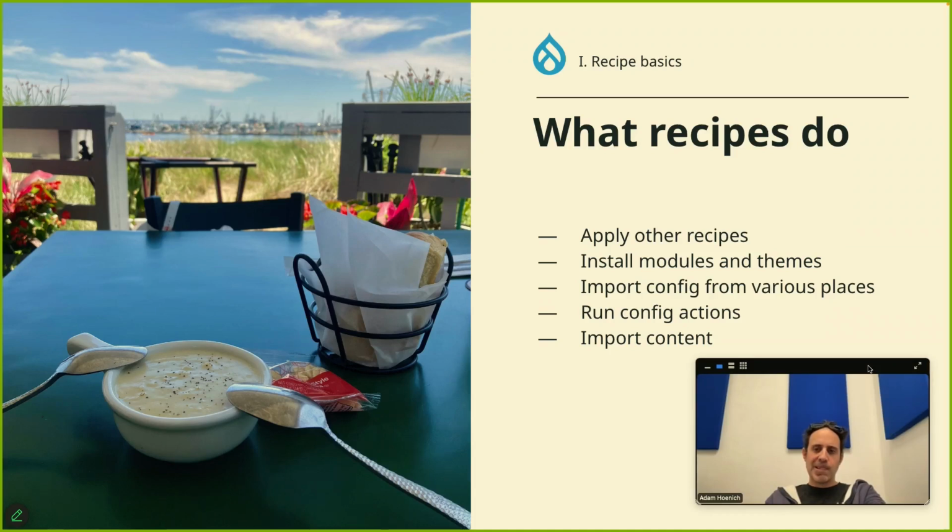The next thing it does is install modules and themes. Then it can import configuration from various places: those modules, your content, or your config folder in your recipe. It runs config actions, which is the magic of recipes, that you can alter existing configuration that you just imported from the module that you installed. And the final step is that it can import content entities.